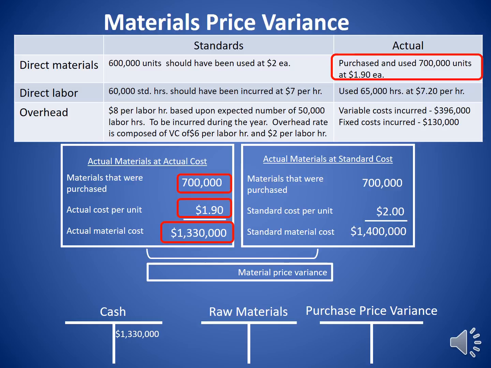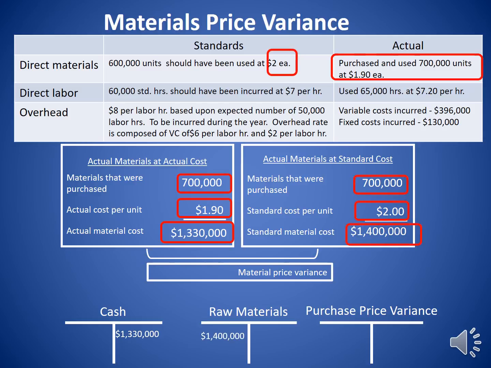First of all, we purchased and used 700,000 units at $1.90 each. You can see here our materials at actual cost. Materials purchased were 700,000 units, and it actually cost us $1.90 per unit, so the actual material cost was $1,330,000. Now we have to compare that to the materials at standard.